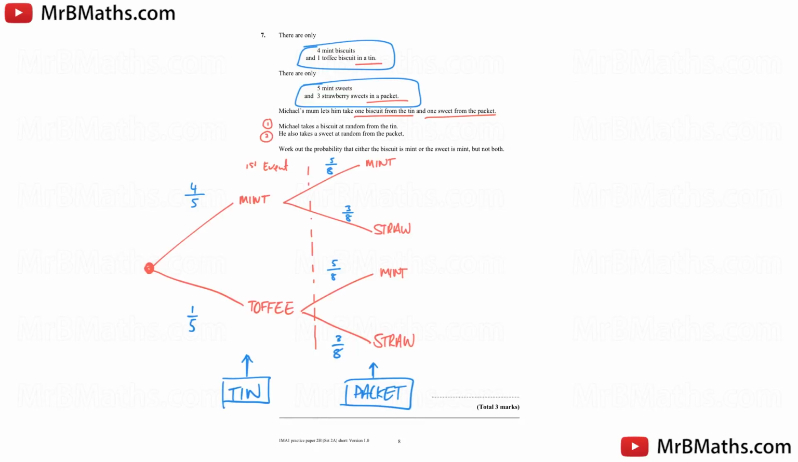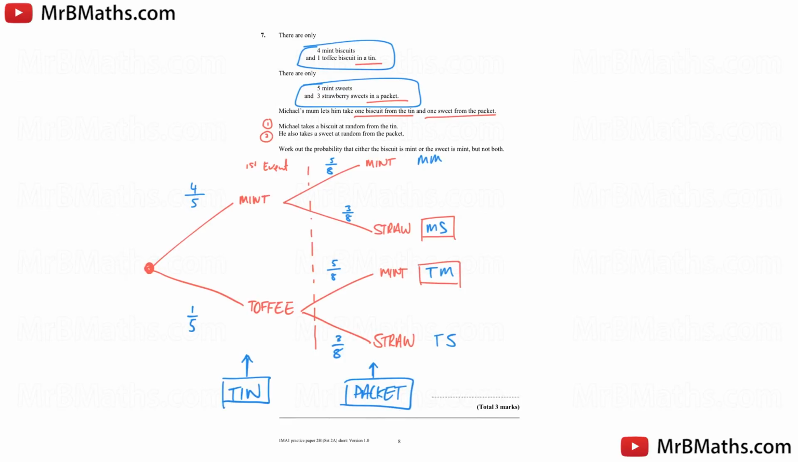Now I'm going to write here what each selection would give us. So following from here all the way here, that would be mm. So I'm going to write mm. This next one would be ms. Then we have tm and ts. Now it says work out the probability that either the biscuit is mint or the sweet is mint, but not both. So we need to find this one here because we have one mint and one strawberry, and it would be this one here because we have one toffee and one mint.